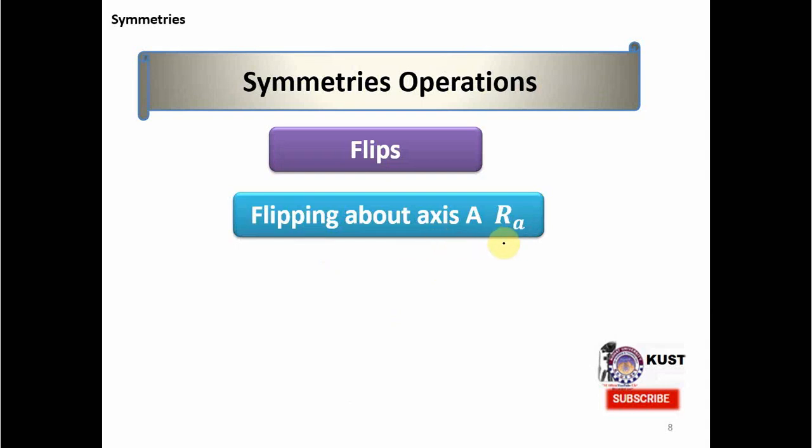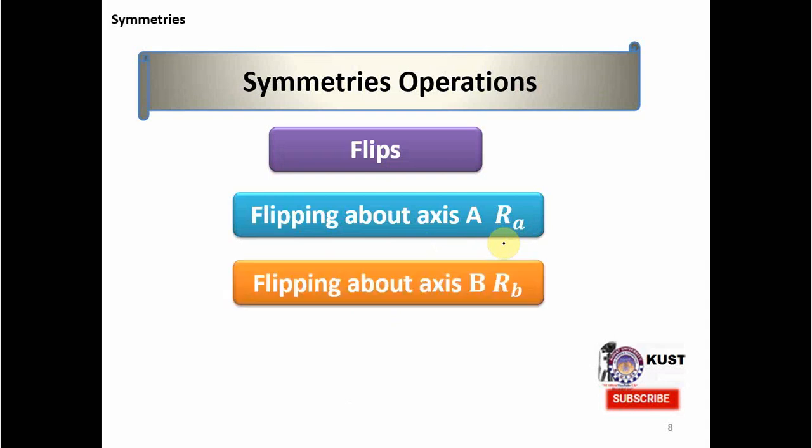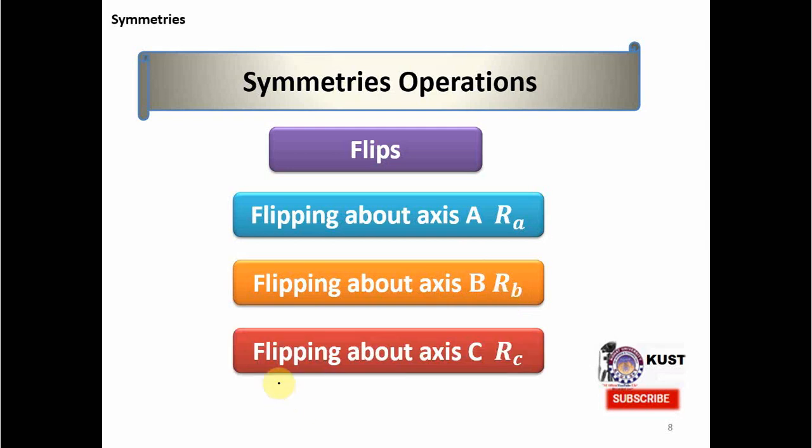But this is not the only symmetry operation among the flips. You can already guess that we can have flipping about axis B, and this is also a symmetry operation. We call it RB. And the third one is flipping about axis C, and we call it RC. So these are the three flips. So we got two rotations and three flips. So this is the first flip, second flip, and third flip, and these three flips are symmetry operations, and also the two rotations are symmetry operations.